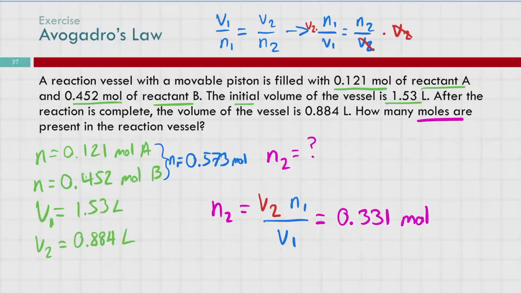We don't know what is in that 0.331 moles. It might be some secret third thing. We might have a little bit of A, we might have a little bit of B, we might have also 3 or 4 other things, who knows. The important thing is that that's how many moles we have. Questions about Avogadro's law?